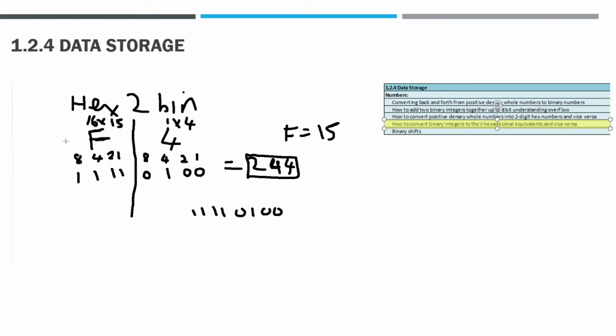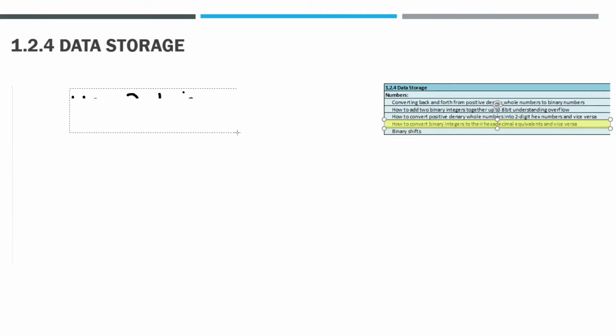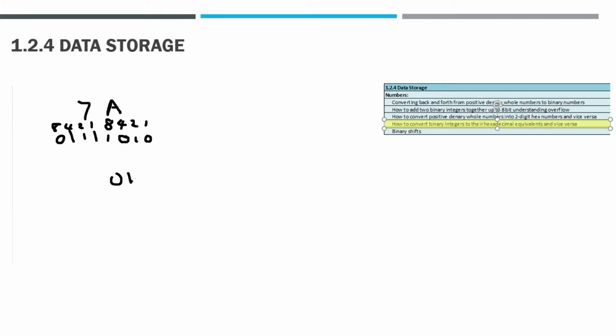I'll do one more just for the sake of it. So let's say they give you 7A. Okay, so A is 10. So remember 1, 2, 4, 8. To do 10, obviously it's 1, 0, 1, 0. And then to do 7, 1, 2, 4, 8 is just 0, 1, 1, 1, like that. And then that's the answer, really. There you go. Simple as that. Not that difficult if you can remember the system of just doing each digit individually and putting them together.